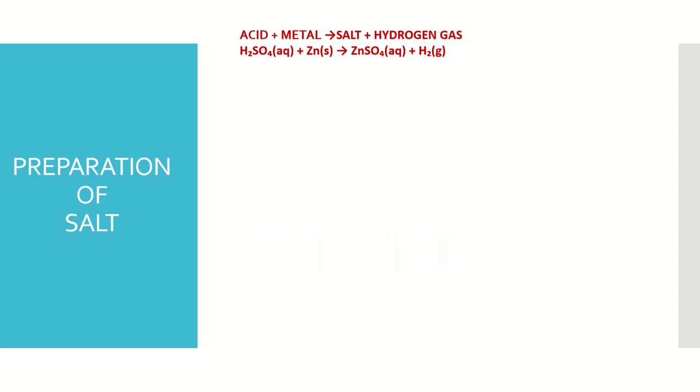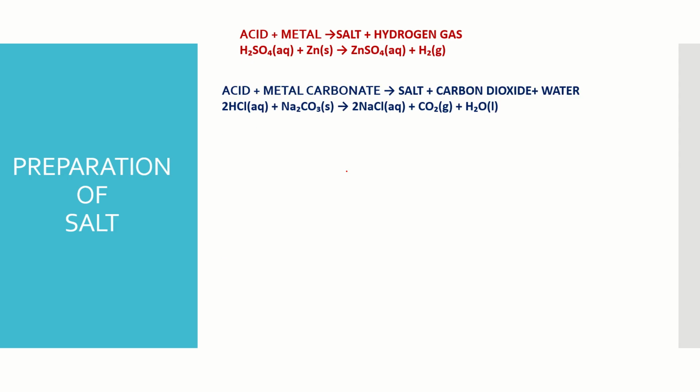Now we will see the preparation of salt. We have seen that salt is formed by the neutralization of an acid and a base. Apart from that, salts are also prepared from acids. When an acid reacts with a metal, we get salt. So we get zinc sulfate as the salt and hydrogen gas is liberated.